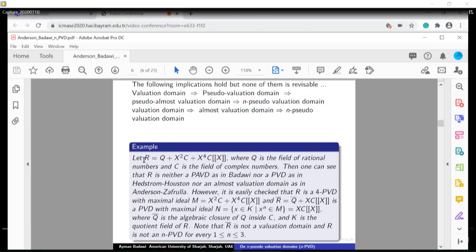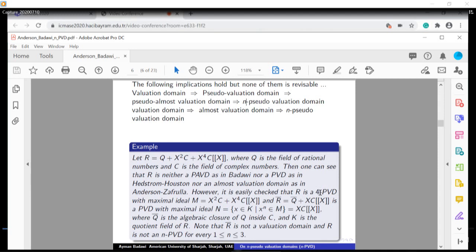So this ring here is not this, is not this, and is not this. But you can show that for this R, n here is 4, for pseudo valuation domain. What does that mean for pseudo valuation domain?